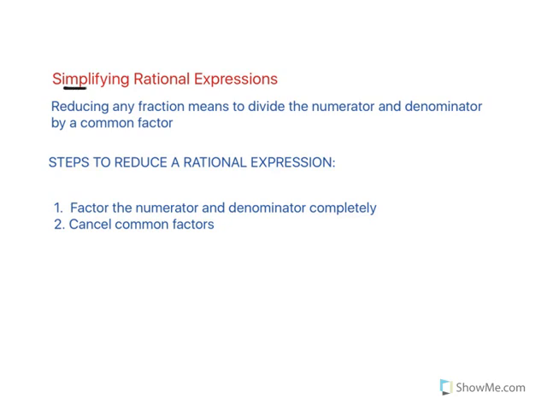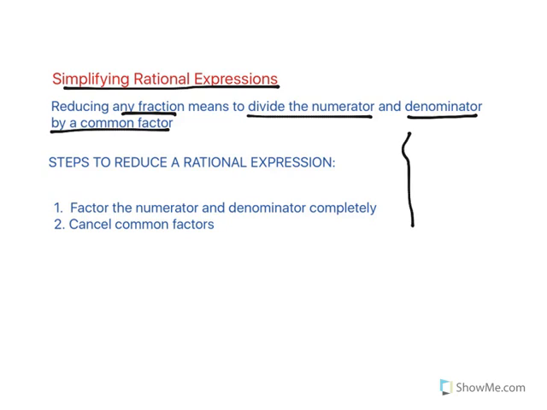So, let's remember what it means to reduce a fraction. Reducing any fraction means to divide the numerator and the denominator by a common factor. If we have a fraction like 4/6, we can reduce it if we divide the numerator and the denominator by a common factor. Let's think about 2. If we divide 4 by 2, we get 2. If we divide 6 by 2, we get 3. So the simplification gives us the fraction 2/3.